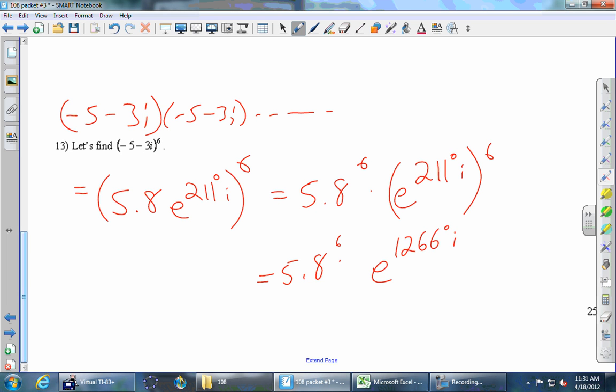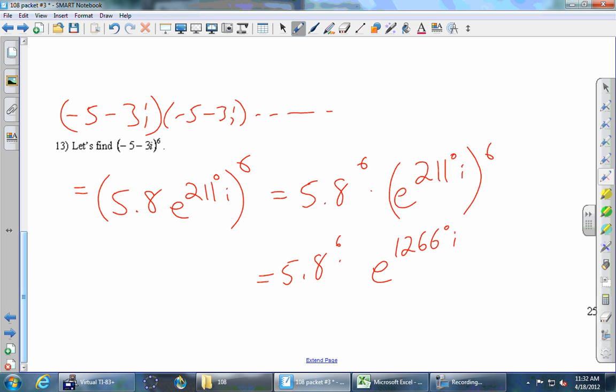I did not. Well, 6 times 2 is 12. Okay, so in theory, we're done. You just have to type in the 5.8 to the 6th on the calculator, and you've got it. However, the original answer looked like an a plus bi, right?